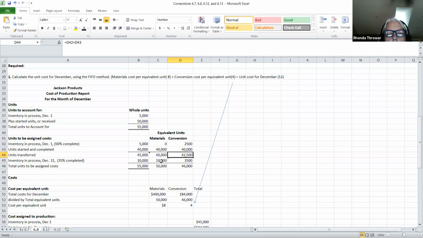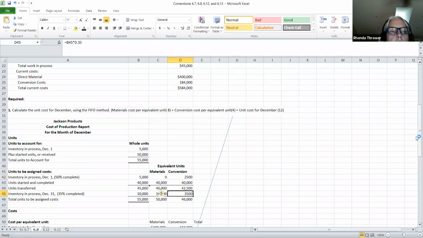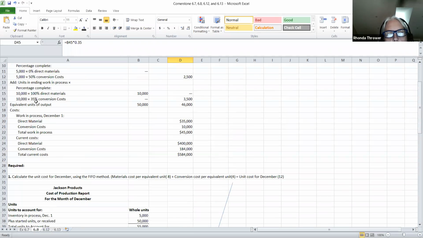Then what we have to do is figure out our materials cost. I'm sorry, not materials cost. We're still on units. We're figuring up our materials and units for ending inventory. Remember that 100% of the materials are added at the beginning of the process. So all materials are in there for your ending inventory. Your ending inventory was not finished with respect to conversion. Remember, it says 35% are finished with respect to conversion cost here.